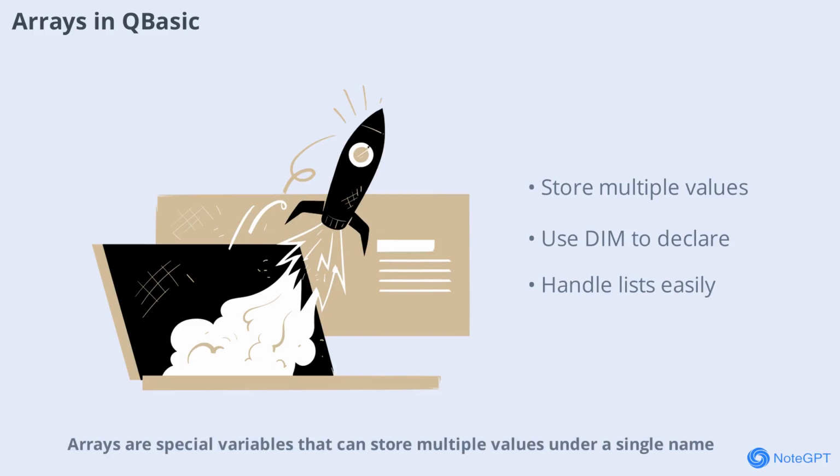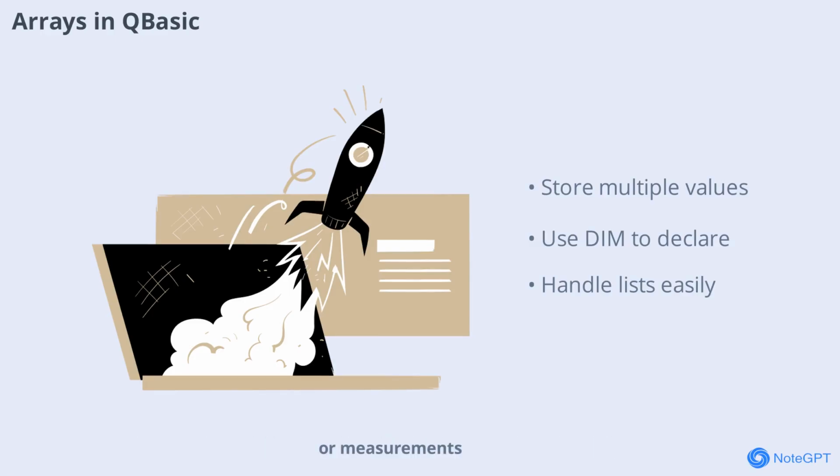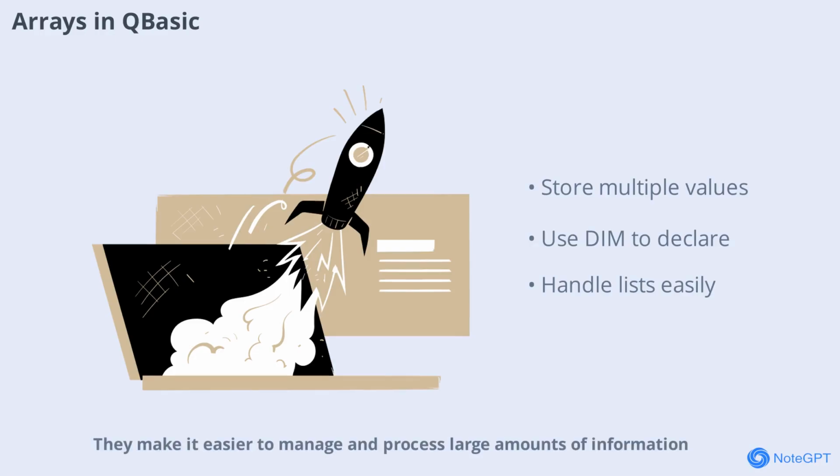Arrays are special variables that can store multiple values under a single name. In QBasic, you declare an array using the dim statement, like dim a(10), which creates an array with 11 elements from 0 to 10. Arrays are useful for handling lists of data, such as scores, names, or measurements. They make it easier to manage and process large amounts of information. Learning to use arrays effectively will expand the types of programs you can create.